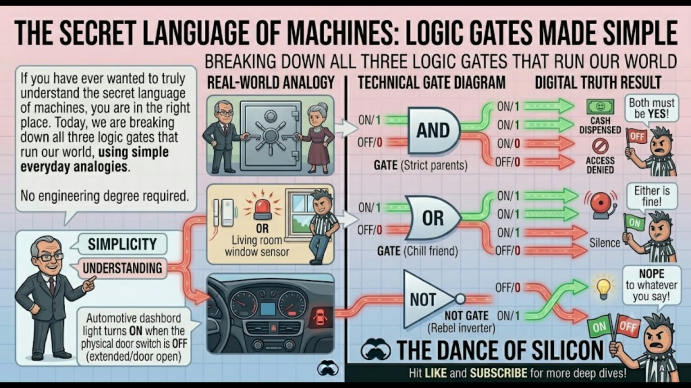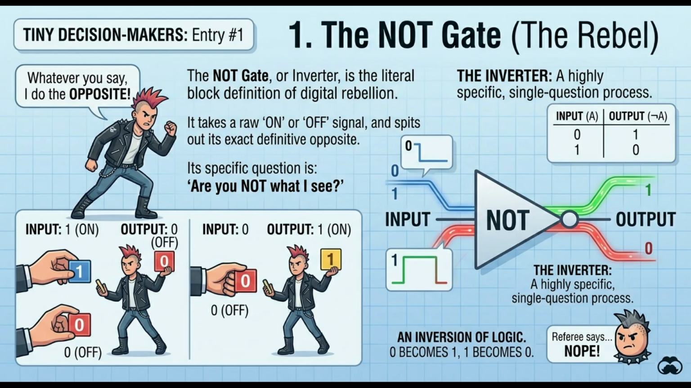1. The NOT gate, the rebel. Let's start with the strange one, the NOT gate. The NOT gate is the ultimate contrarian. It only takes in one signal, and its entire job is to look at what you gave it and do the exact opposite. If you feed it an on signal, it forcefully flips it off. If you feed it an off signal, it turns it on.